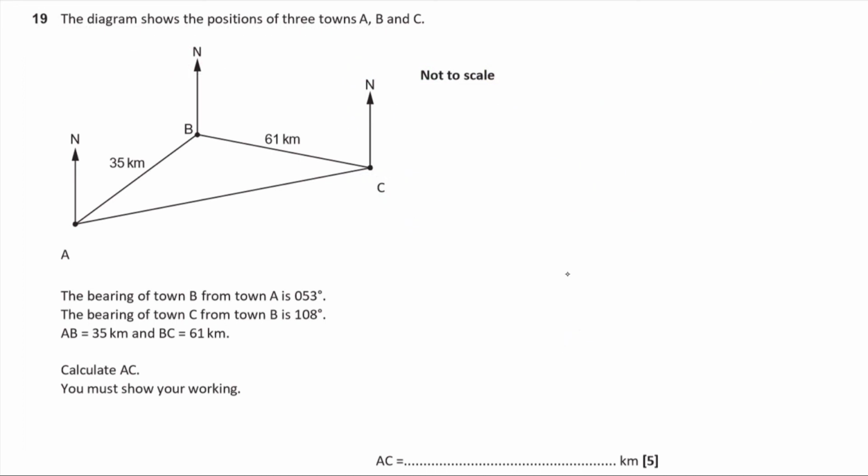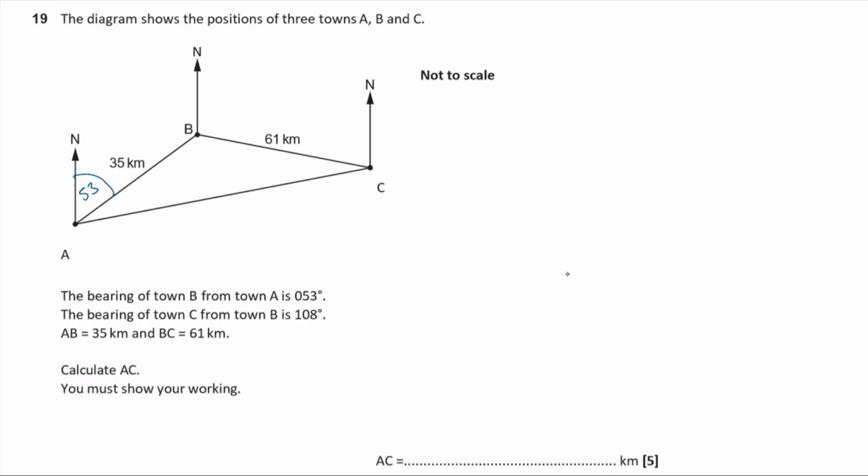Question 19. The diagram shows the positions of three towns, A, B, and C. The bearing of town B from town A is 53 degrees. Is that on the diagram? I don't think so. If I'm at town A, going to town B, the bearing is 53 degrees. That means the angle clockwise from north is 53 degrees. So that's 53. The bearing of town C from town B is 108.